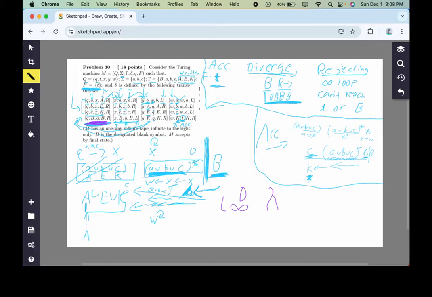A lot of times, I'm going to let you in on a little secret: the answer might be as simple as just lambda. If there's only one blank state and it's at the beginning, and there are no loopbacks, it will just be lambda. This does have a loopback, so we just need to be careful of that. Let's check it over and make sure that's the case. So we know lambda's one case.